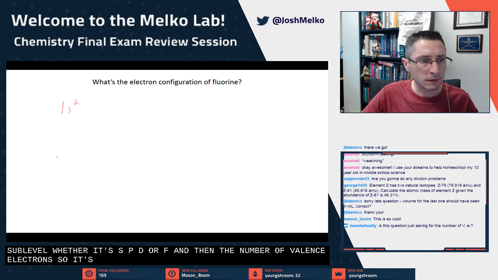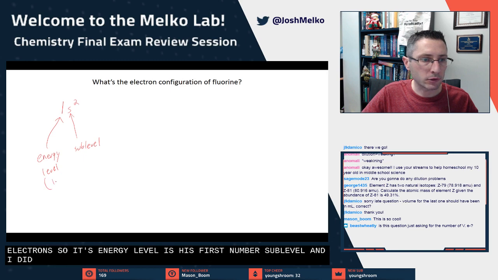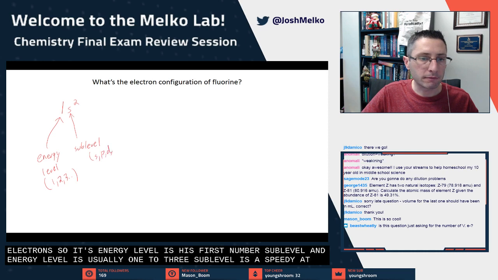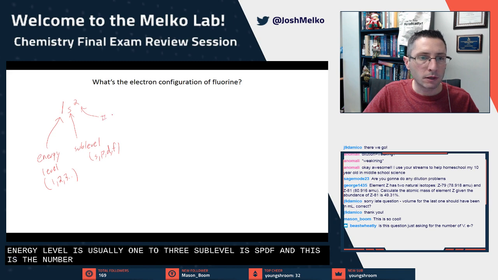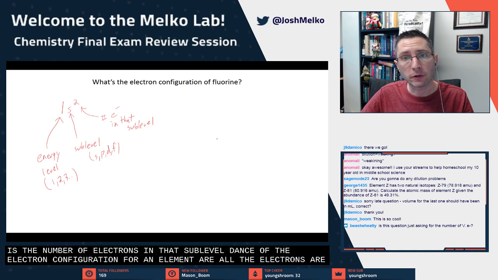So energy level is this first number, sublevel, and energy level is usually 1, 2, 3. Sublevel is S, P, D, F, and this is the number of electrons in that sublevel. Okay, and so the electron configuration for an element specifies where all the electrons are, right, throughout the whole atom, not just the valence electrons, Beast.